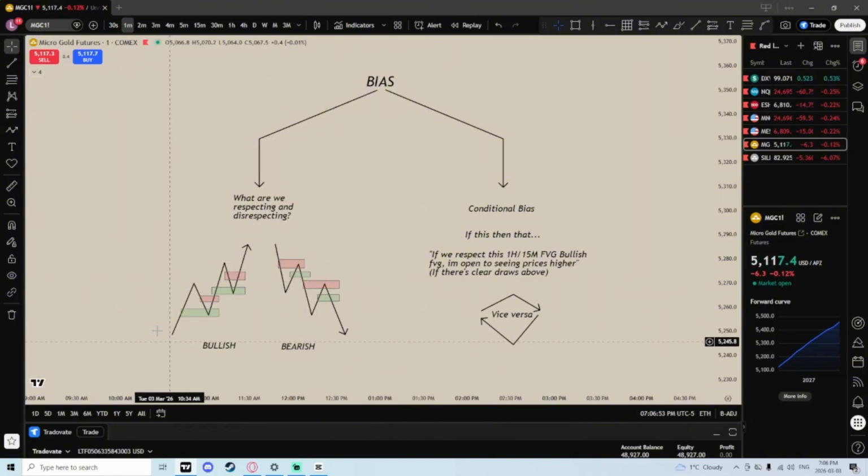A lot of traders tend to only use this side of finding your bias, and it ends up burning them in the long run. So what I've implemented into my strategy is finding a conditional bias. So this is more of an if this, then that scenario. So for example, if we respect this 1 hour or 15-minute bullish fair value gap, I am open to seeing prices higher to our draws on liquidity, and the same goes for the other direction. If we respect this 15 or 1 hour bearish fair value gap, I am open to seeing prices targeting our draws on liquidity. And this is only applicable if we have clear draws above or below.